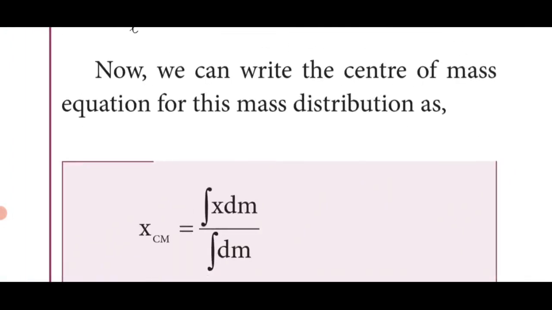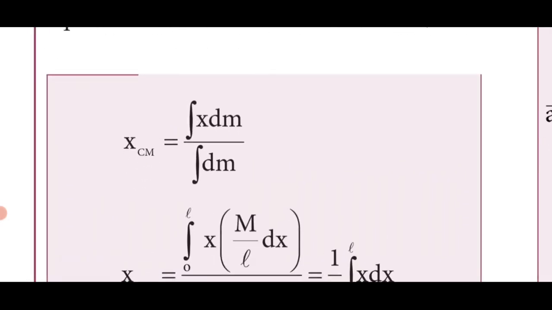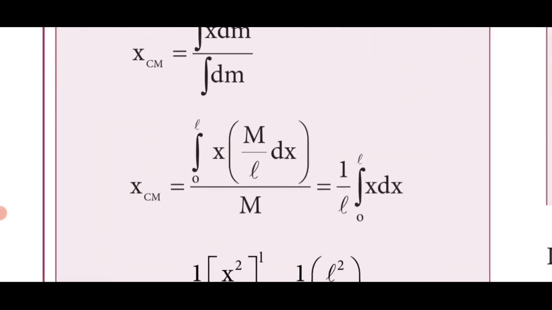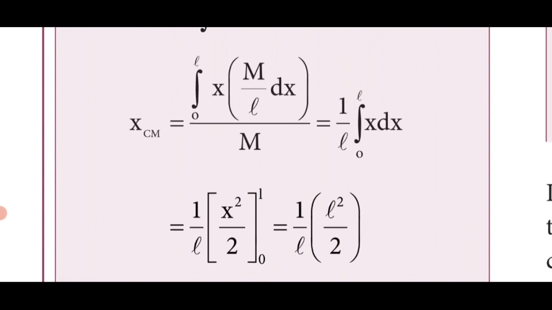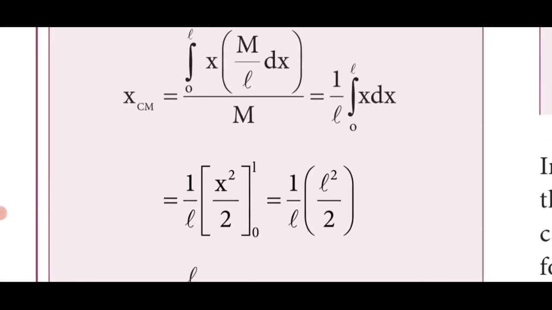Now we can write the center of mass equation for this mass distribution: x_cm is equal to the integral of x dm by the integral of dm. That is, taking the limits from 0 to L, x into (M by L) dx, divided by M. 1 by L is a constant, no variation, so we are taking the integration only for the x dx part. M and M get cancelled, so there is no value for M, and 1 by L is a constant, so we take that also out, and x dx will have the limits of 0 to L. So it is the integral from 0 to L of x dx.